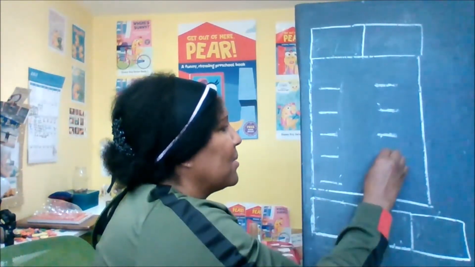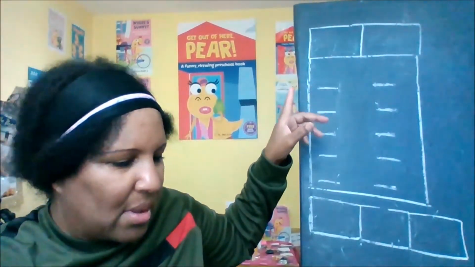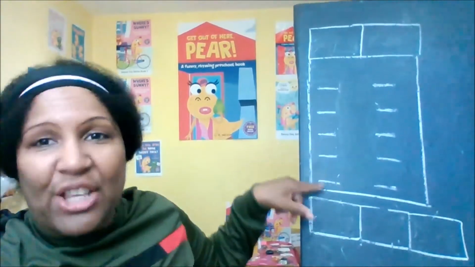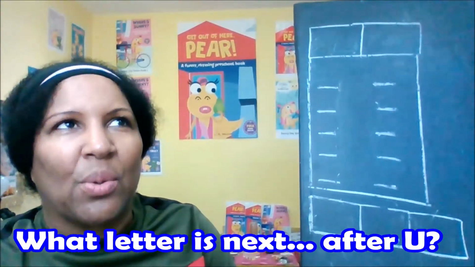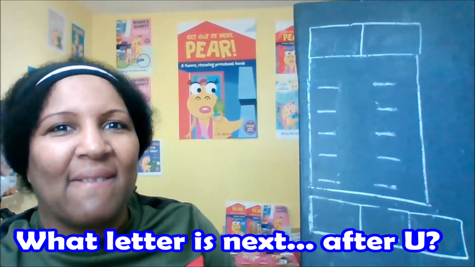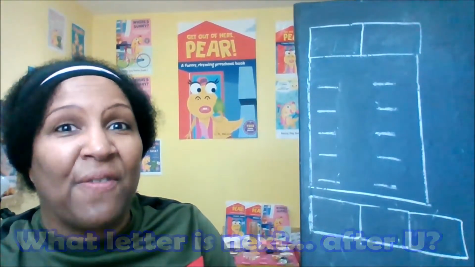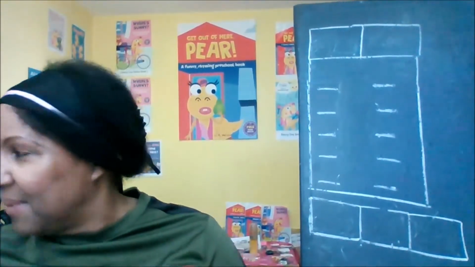Last five letters. We just finished with, what were the letters? Q, R, S, T, and U. Q, R, S, T, U. What letter is next after U? V. If you said V, you are right. Ding, ding, ding.